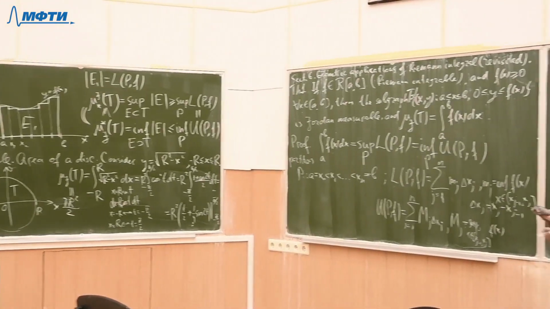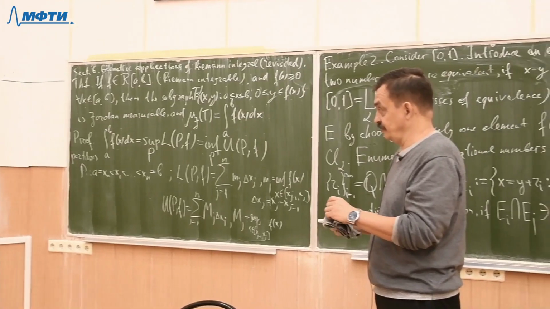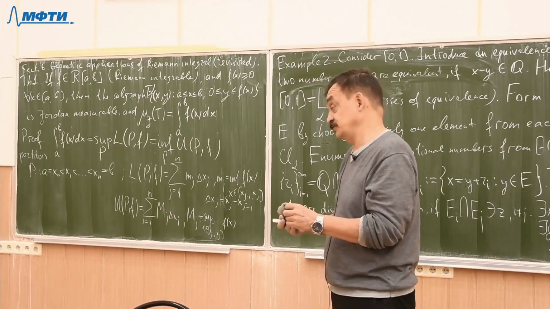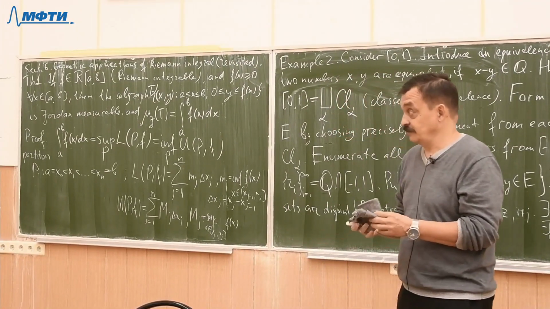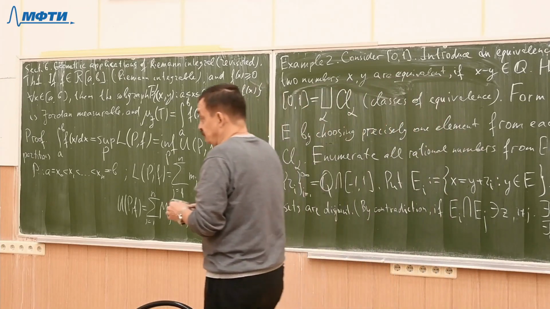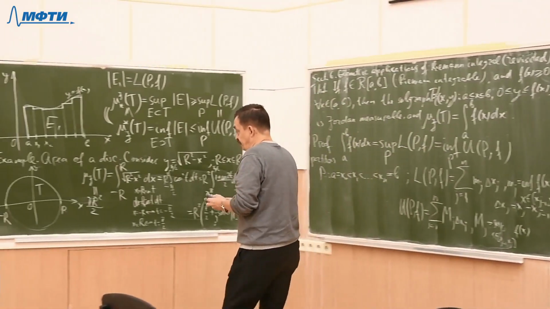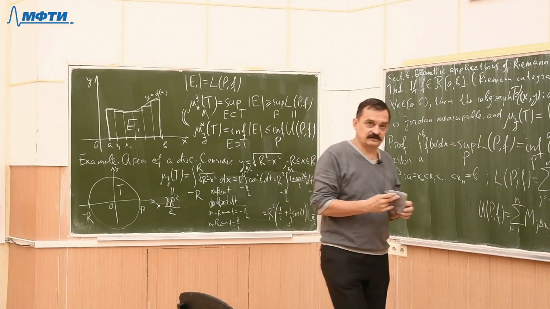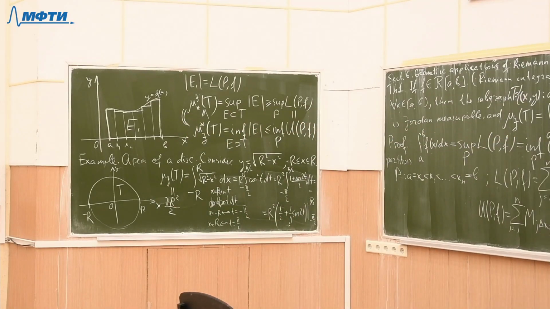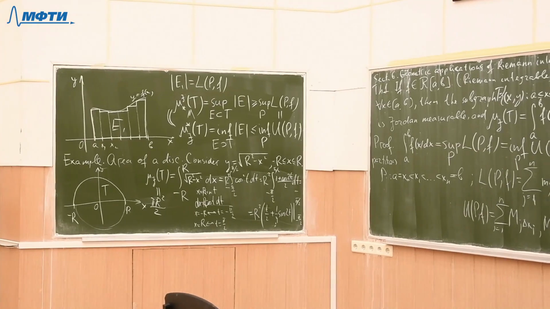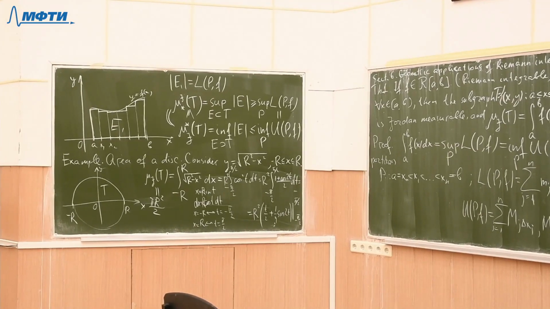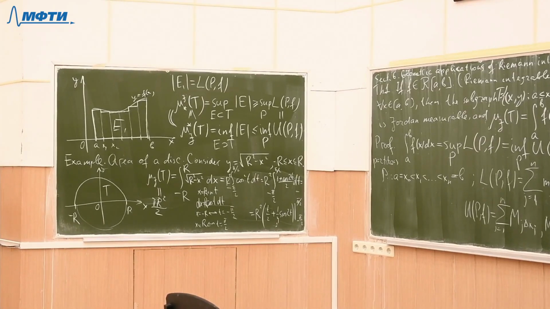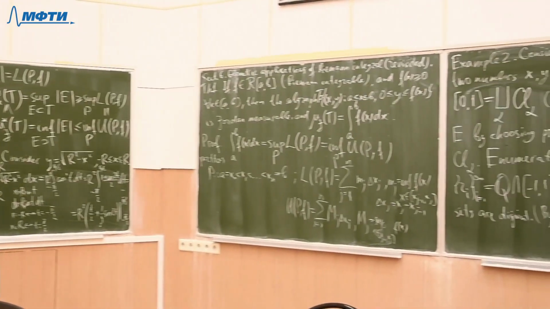Of course, you know this formula from school, but in school it was not proved because there was no rigorous theory of area. Now the theory of area was constructed completely, so it means that the formula for the area of a disk is proved rigorously.